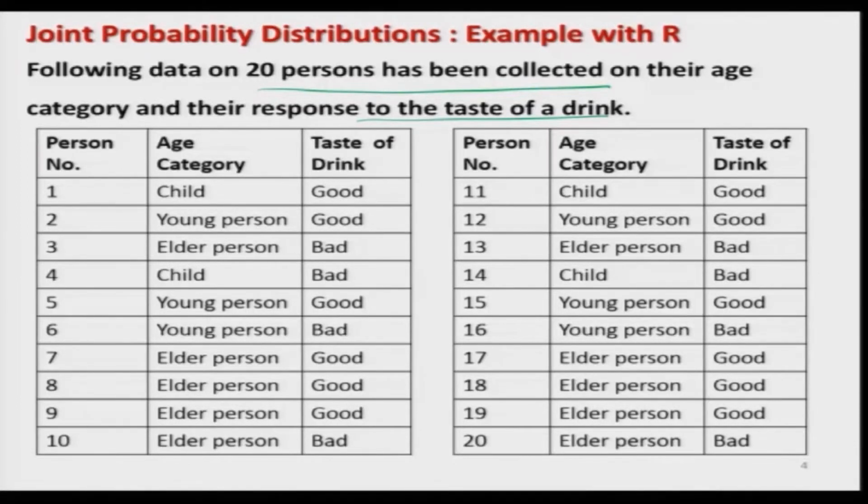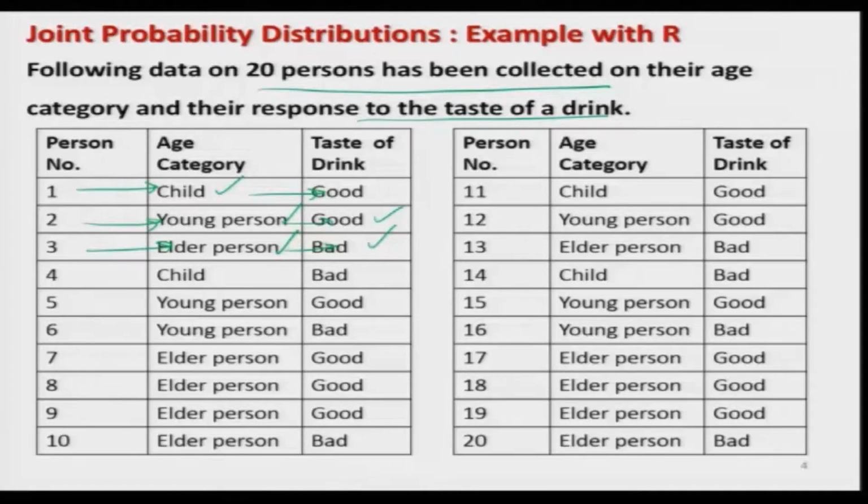Okay, so now you can see here I have three categories: child, young person and elder person, and the categories for the taste of the drink are only two, good or bad. So now you can read this data as person number 1 is a child who said that the drink is good in taste. The second person is a young person and that person also said the taste of the drink is good. The third person is an elder person who said that the drink is bad, and so on. We have collected 20 observations.